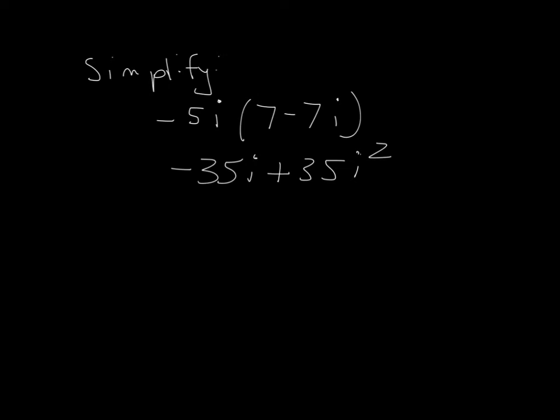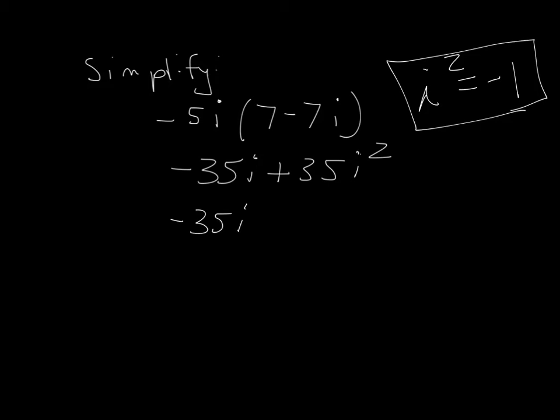And that's where these problems change a little bit. If this was just an x, you'd leave the problem, that would be your answer. So it would be -35x plus 35 x squared. But I squared, maybe the most important idea of the day. I squared equals -1, period. Wherever you see I squared, you change it to a -1. So this is -35i plus 35 times -1.